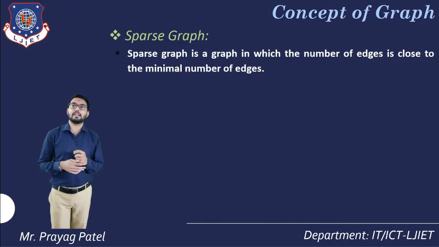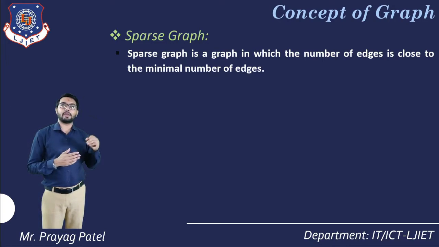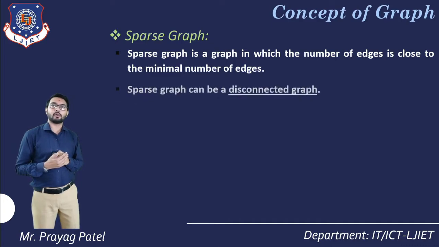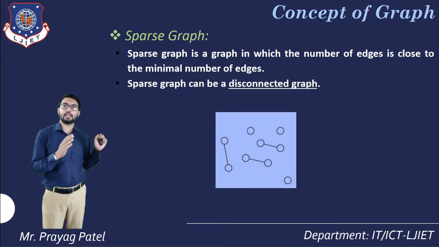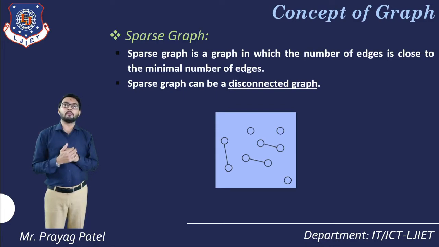Now the next definition is sparse graph. The definition of a sparse graph is a graph in which the number of edges is close to the minimum number of edges. For example, consider one figure for the sparse graph. Here a total of 5, 6, 7 nodes are available. Here only 1, 2, 3 edges are available. Many more edges are possible, but here we only have the minimum number of edges.